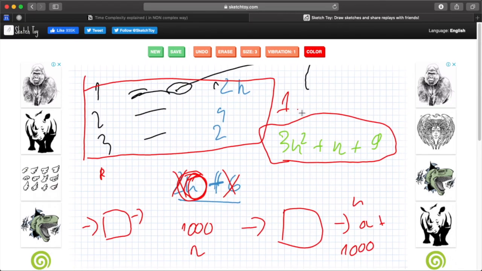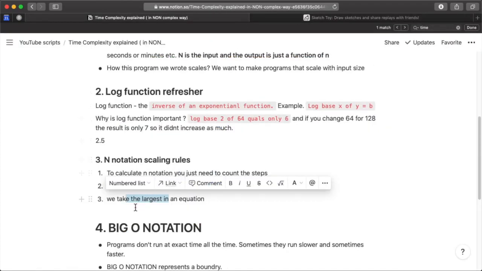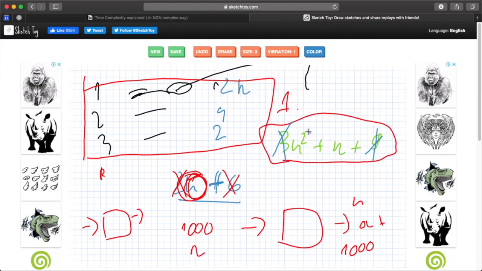This is the first step, and then you need to determine the complexity, or how your algorithm scales. You don't care about multiples, scrap that, and you don't care about the addition of this number. And remember the third one, you take the largest in an equation, and you want the largest exponent. You scrap this n, and you're left with n squared.